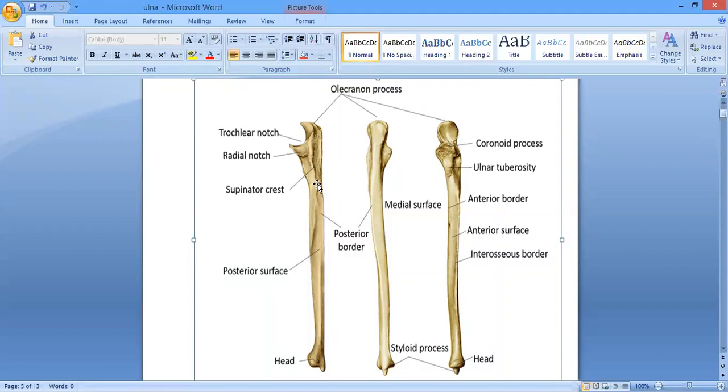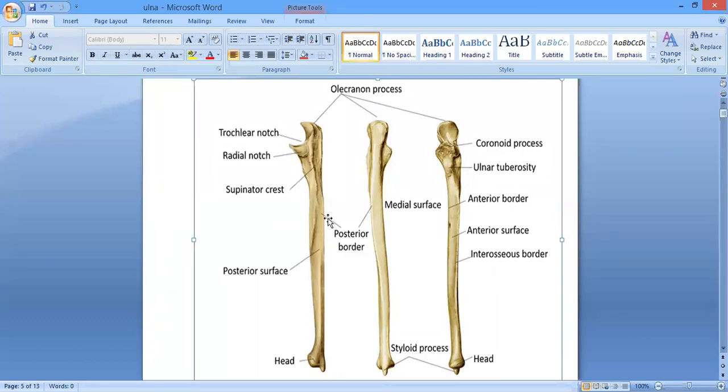The central part, and you see this upper part, it is directed, it is convex backwards and posterolaterally. Its upper part is curved, convex posterolaterally, whereas the middle part is straight. And the lower part is rounded and smooth.